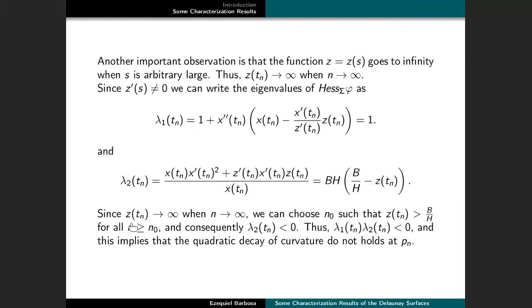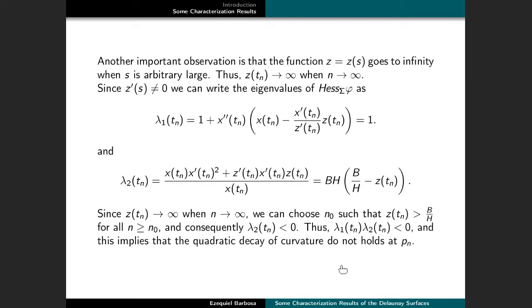And if the z function evaluated in this point Tn, choosing as we have done, goes to plus infinity, then we can obtain that when this index is very big, this number here is negative. Then the product of these two eigenvalues is negative, and this is enough to say that the quadratic decay of curvature is not verified by this surface.